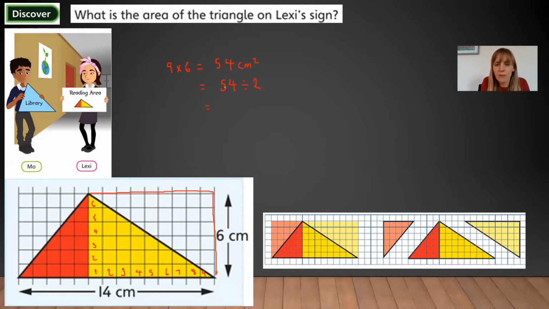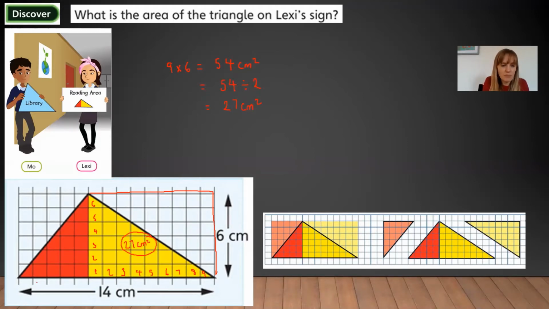Now I'm going to break that down a bit. Half of 50 is 25, half of 4 is 2. So that means half of 54 must be 27 centimetres squared. So that's told me the area of the yellow triangle.